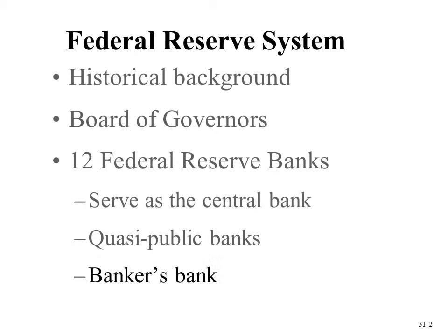Now, this idea of a quasi-public bank and banker's bank. Each of the 12 Federal Reserve banks is responsible for overseeing the commercial banks and thrift institutions within its district. And technically, the commercial banks and thrifts within each district own the reserve bank of that area. So for instance, the Philadelphia Federal Reserve is owned by all of the commercial banks and thrifts within its district, and they own stock in the Federal Reserve Bank of Philadelphia, and they actually get paid a dividend. It's kind of an interesting setup.